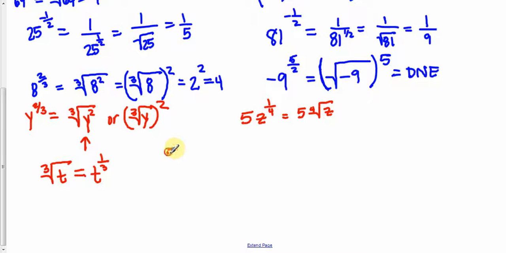All right, what about the 5th root of c squared? So that'd be c to the what? 2/5.